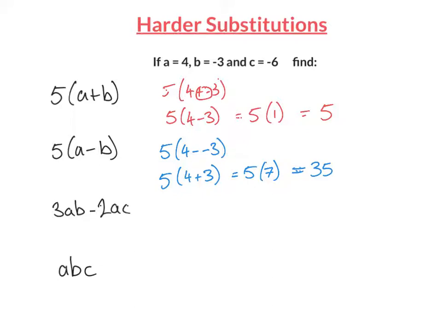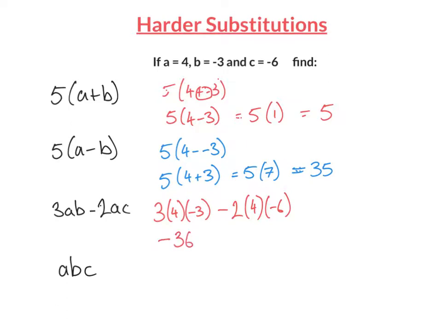Our third example, same thing, we've got an expression, so write it down. So 3 times a is 4, times b, I'm just putting them in brackets here, you don't have to, but I quite like that, minus 2 times a, which is 4, and this times c is minus 6. So let's look at this first bit. 3 times 4 times minus 3, well, 3 3s are 9, times 4 is 36. A positive times a positive is positive, but when we then multiply by a negative, it's negative. So overall, this is a negative number, and I know that 3 times 3 times 4 is 36.